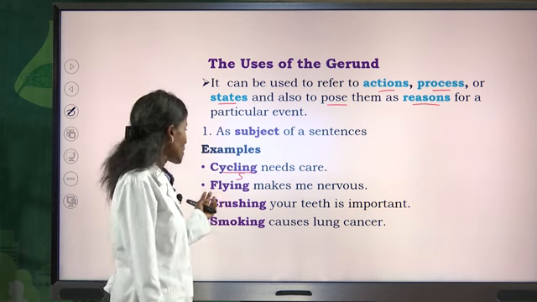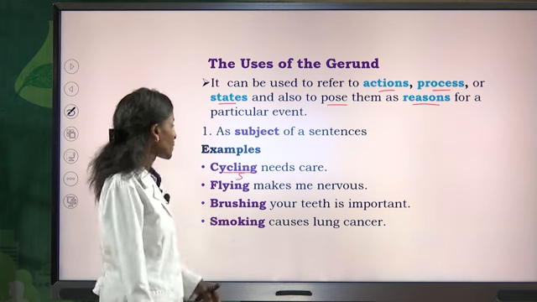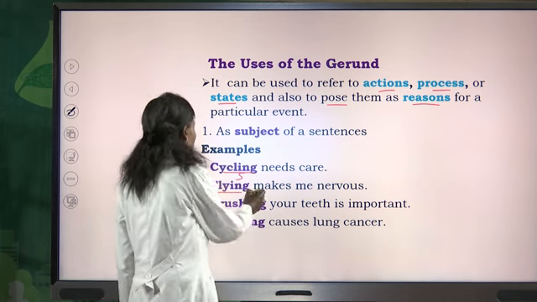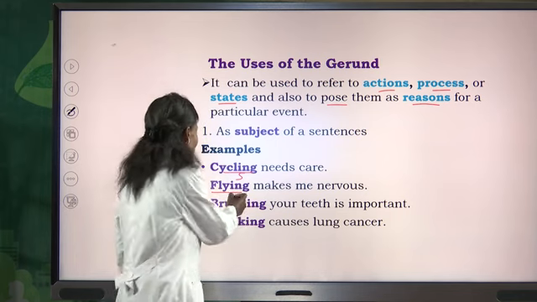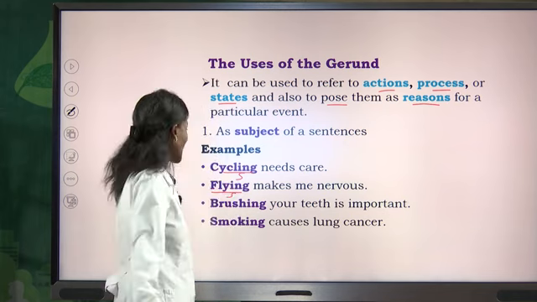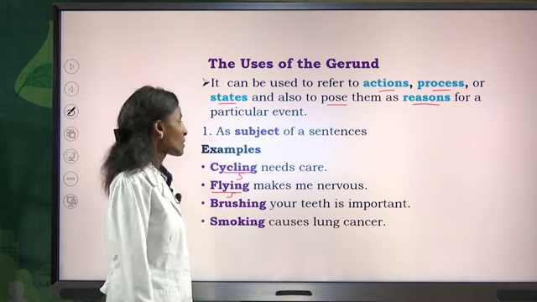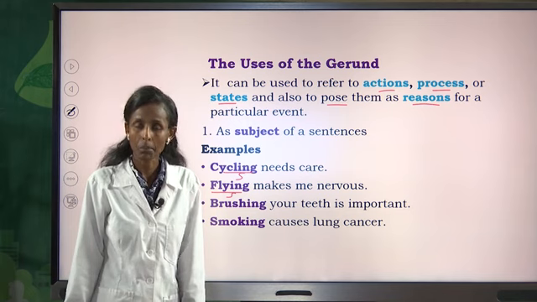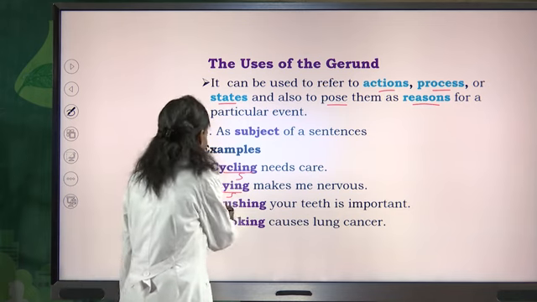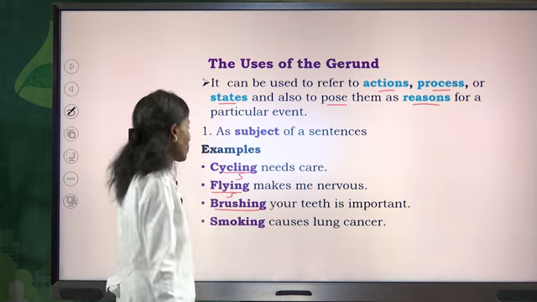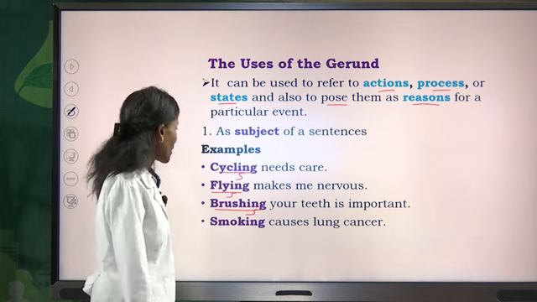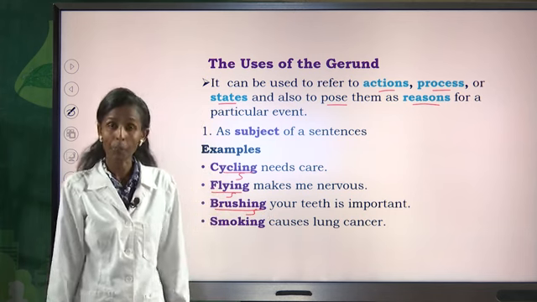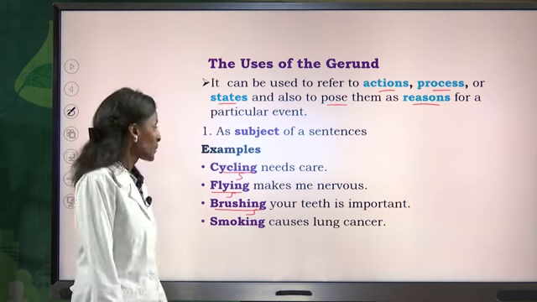What makes me nervous? Flying, you see. Flying makes me nervous. Again, fly is a base verb. When you add ing to it, it becomes what? A gerund used as a subject of a sentence. As a noun, that means, you see. Again here, brushing your teeth is important. What's important? Brushing your teeth, you see. This is a noun phrase. So you have brushing with your teeth, noun phrase, which is subject of a sentence. So this is another kind of gerund. What is the base form of brushing? Brush, you see, to brush your teeth.